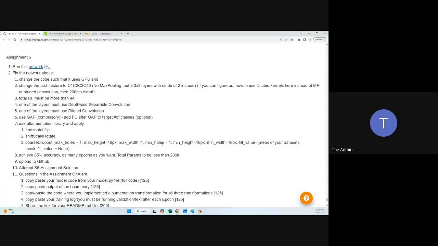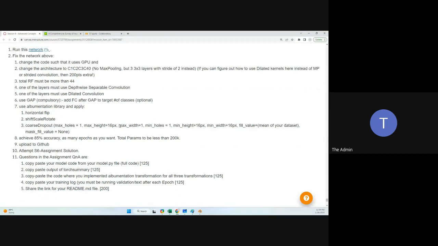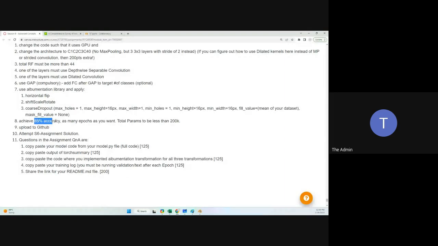Why have I written this multiple times? Okay, you get it basically. The same cutout code we saw above. You're supposed to get 85% accuracy in as many epochs as you want.